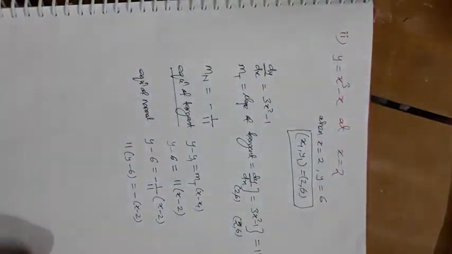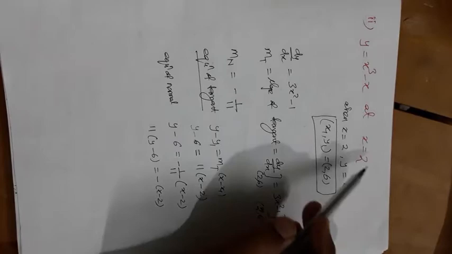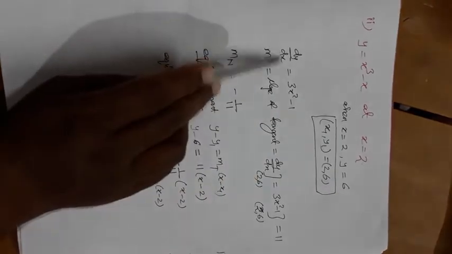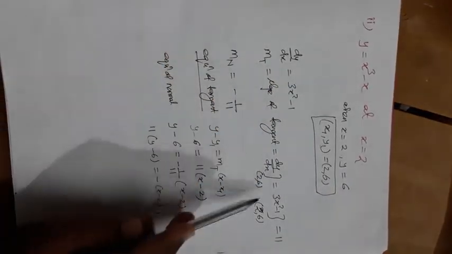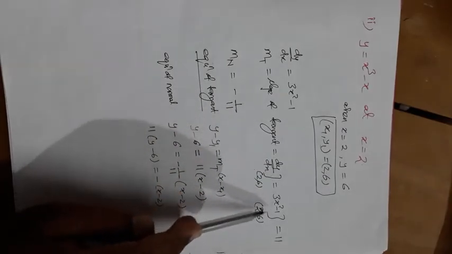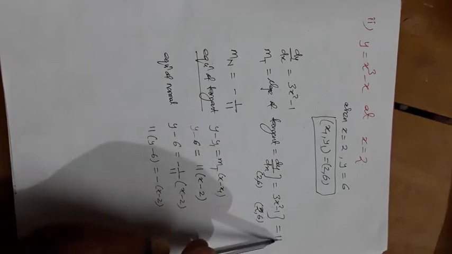Now look at another problem. y is equal to x cube minus x at x is equal to 2. When x is 2, put it here, y is 6. So the point is 2, 6. dy by dx is 3x square minus 1. You have to find the slope of tangent, mt, which is dy by dx at 2, 6. It becomes 3x square minus 1. Put x as 2, it becomes 11.